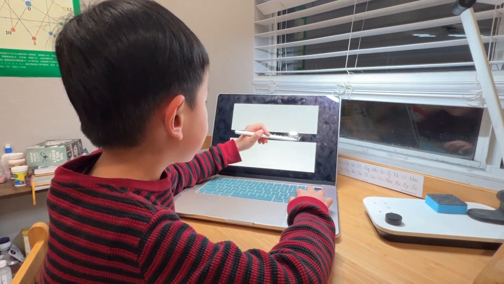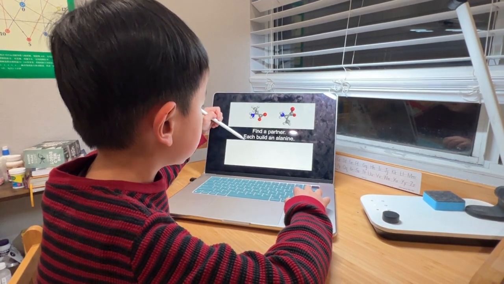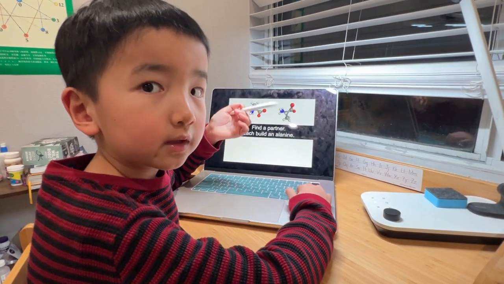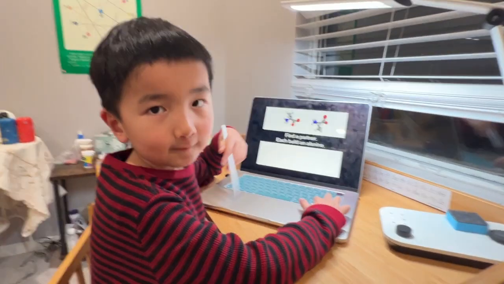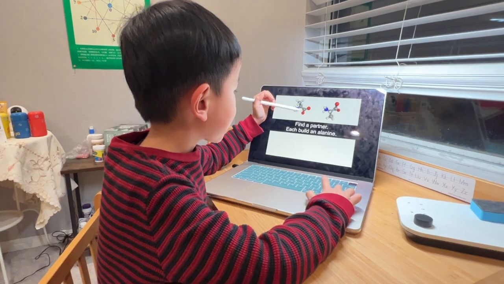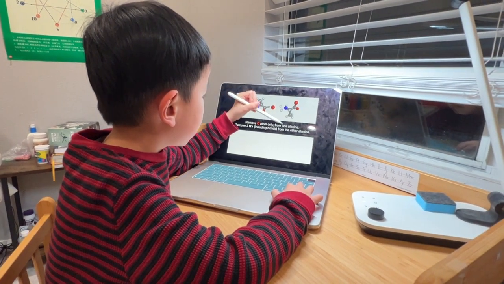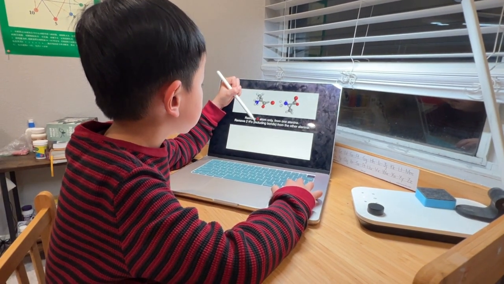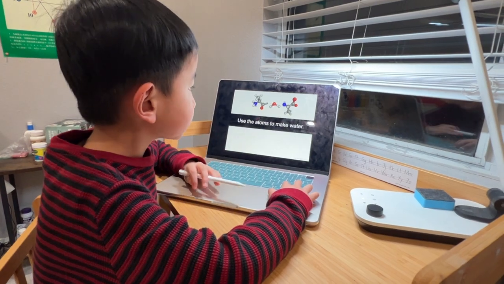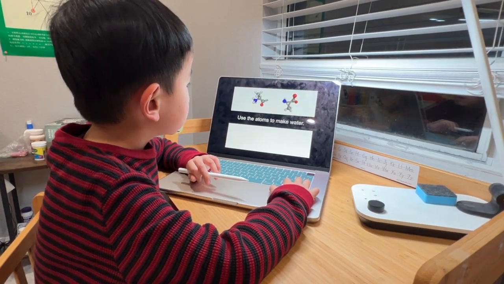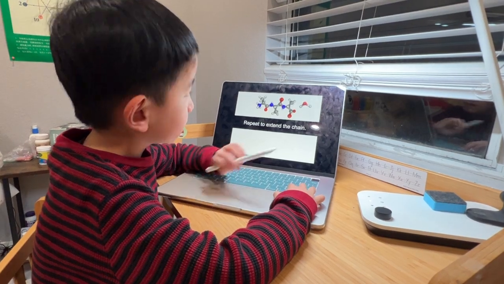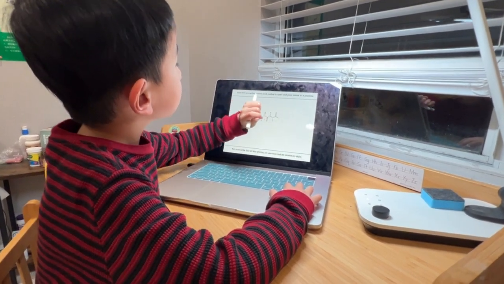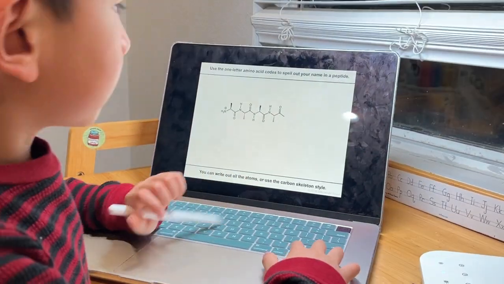So, peptide building activity. Find a partner. And if you're not in a classroom, if you're the student, then you can find your family or friends. Remove all atoms only from one element. Remove switches, including bonds, from the other element. Make water. Build the peptide. Connect the amino acids to extend the chain. Use the one-letter amino acid code to spell the name in the peptides.